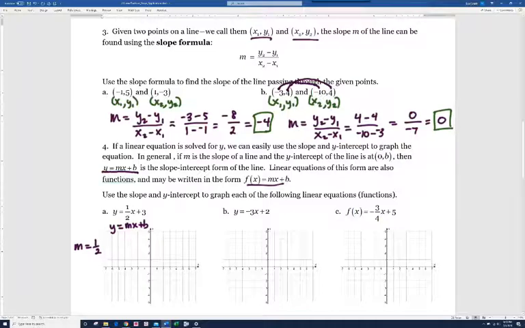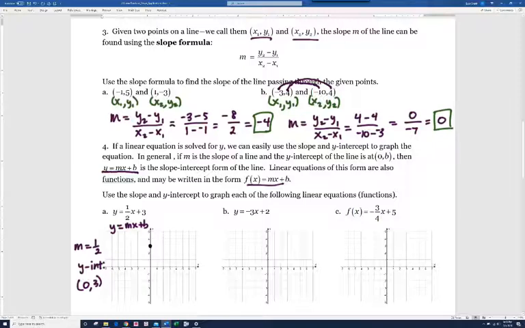And yes, we like to use m for slope. And then that b is 3. That tells us where the y-intercept is. So the y-intercept is going to be at (0, b), or in this case (0, 3). So now we're going to be able to graph this quite easily. We're going to start at the point (0, 3), and our slope is 1/2.